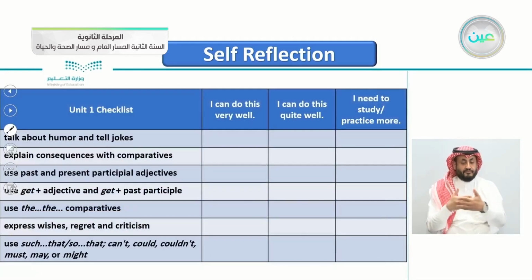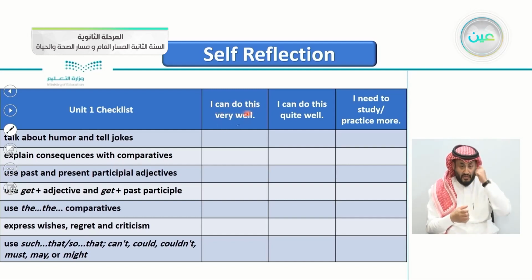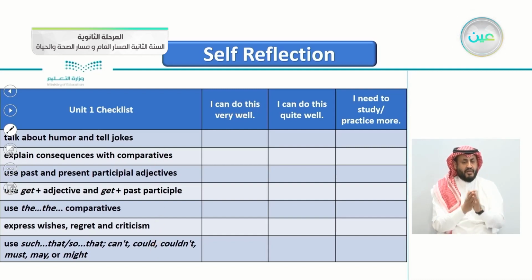And also here is the checklist for Unit 1. Notice here the columns: things that I can do very well. These are some of the lessons, of course, in Unit 1. If you can do them very well, just tick a mark in this column. I can do this quite well. So it's not so much, but I can do it quite well. Tick a mark on this column.